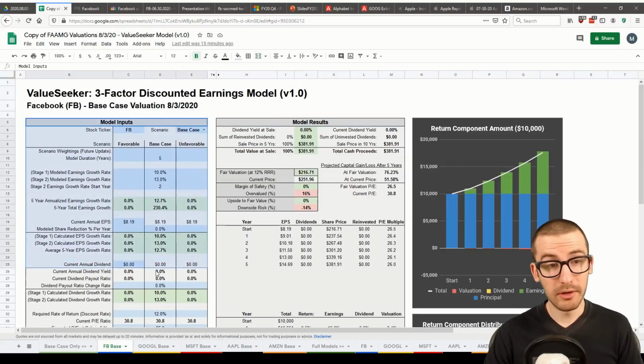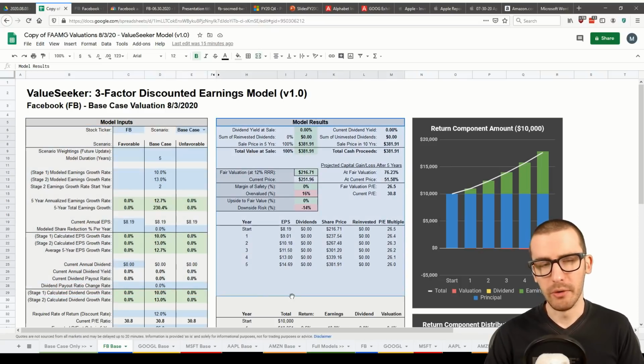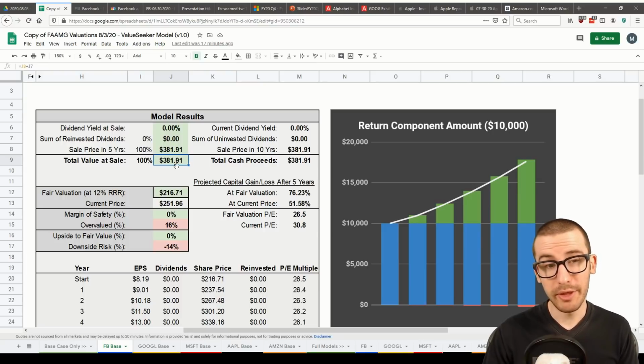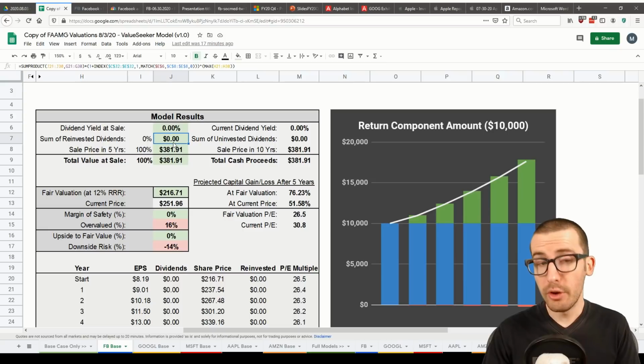So once we've inputted all of those model inputs, the model will come out with our results for the projection over that time period. The model's calculated fair value is in this cell here, in this case roughly $217. The way this is calculated is that assuming all of the model assumptions are true, this is the price you'd need to pay today in order to achieve that 12% annualized rate of return over the entire 5 years. This would result in an expected price of Facebook in 5 years of roughly $382 with no reinvested dividends since Facebook does not currently pay a dividend.